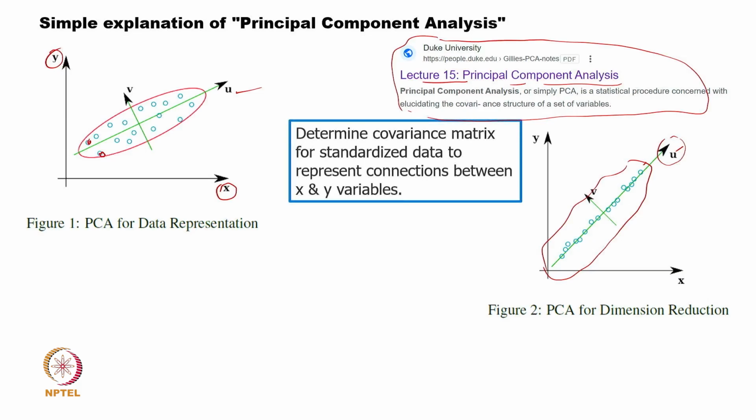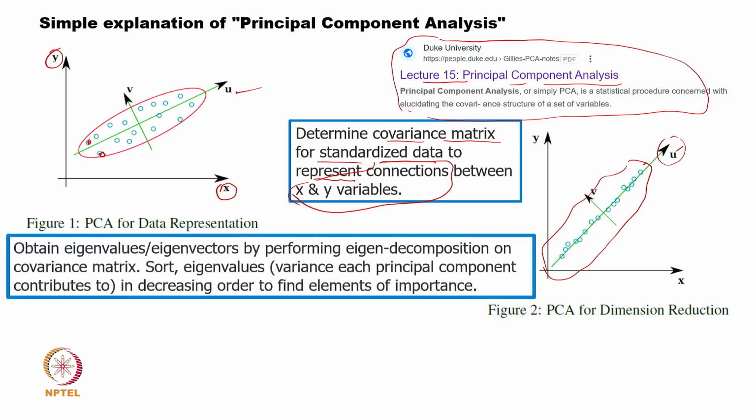Now, in my view, in other words, in this case we try to determine the covariance matrix from externalized data, so as to represent the connection between x and y variables, right. So, we externalize the data, we figure out the covariance matrix, and the covariance matrix will tell what kind of relation the x and y variables have, right.